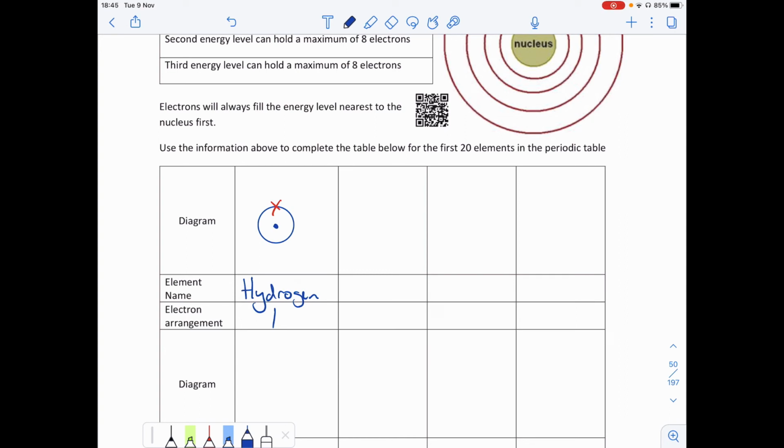If we move across that first period, we go to our next element, which is helium. So let's have helium. Helium has 2 electrons, 1, 2. This is going to be helium, and we'd write that down as an arrangement of 2. We've now done the first period, so we've now come back to the second period, and the first element on the second period is lithium.